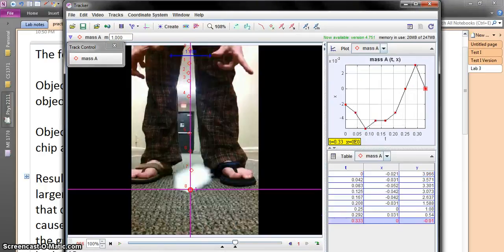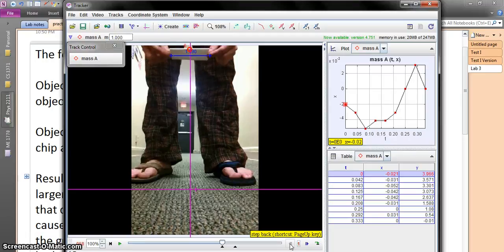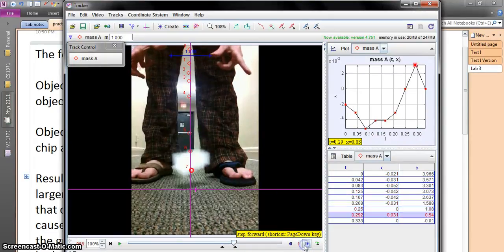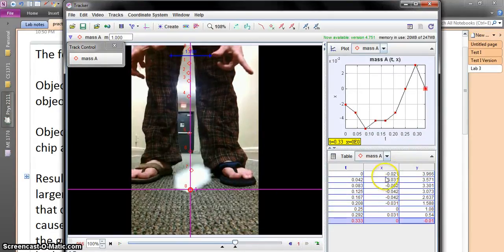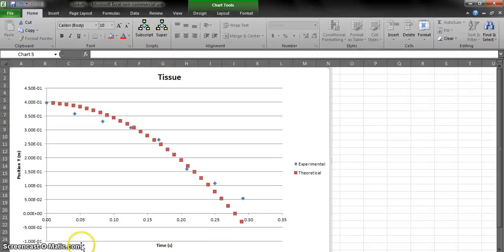Then for my second object, I chose a tissue, which took about eight frames to fall, and the tissue was about 109 millimeters. So I converted that into meters and continued the same process, marking its position as it fell. This video was a lot smoother than the last one, and I took the results and plugged them into Excel.